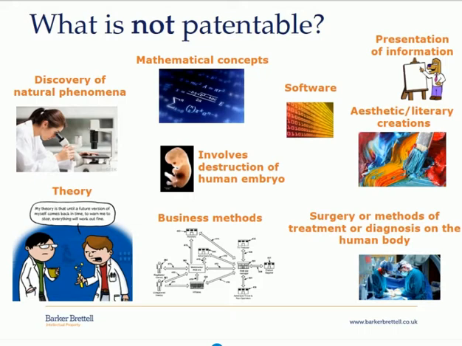Business methods and ways of thinking are also excluded. Something that involves destruction of a human embryo is also excluded on moral grounds. There's lots of arguments at the moment about whether or not stem cell research should be excluded, but that's just to be aware of. Artistic literary creations are excluded from patent protection because they've got all the kinds of protection that Will talked about, so you can still get protection for them, but in different ways.